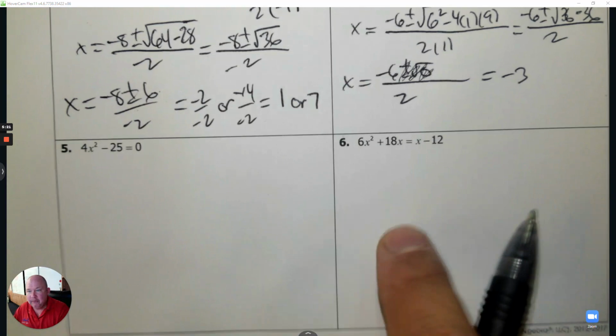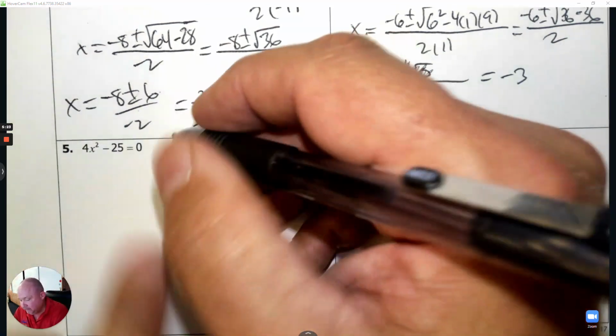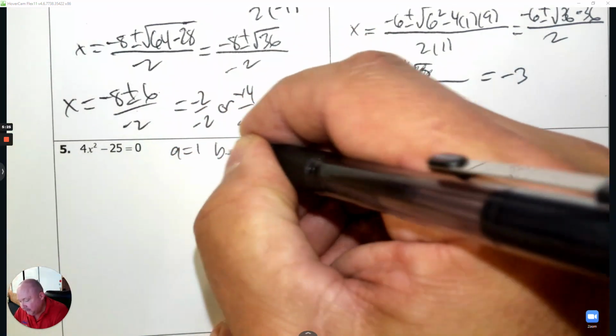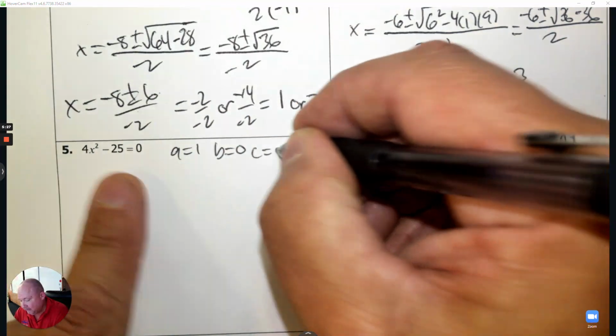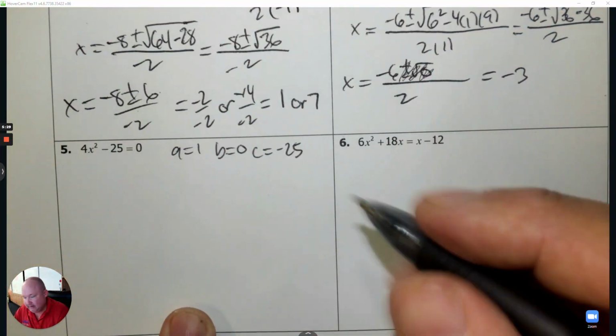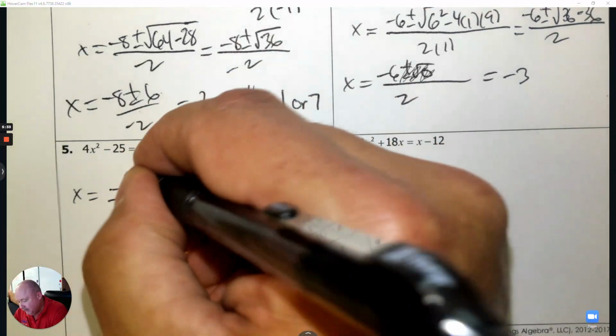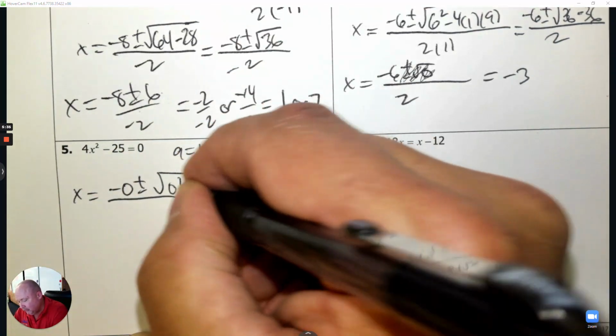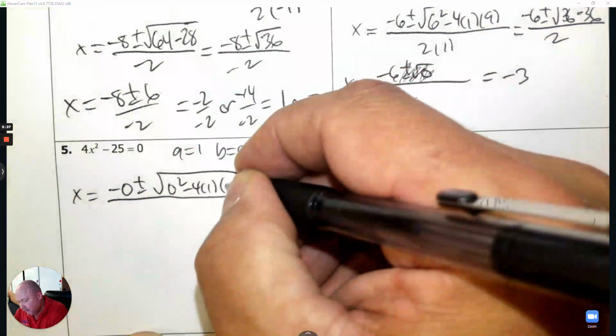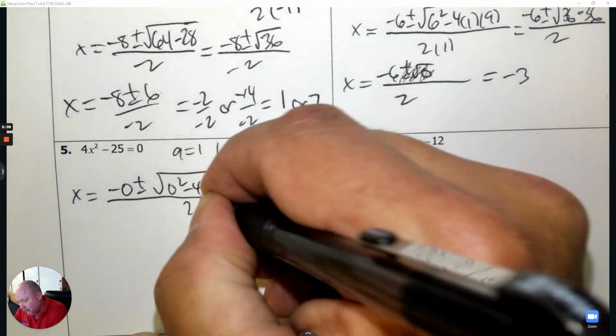Number 5. We're almost there. It is equal to 0. A is 1. I don't see B, so it's 0. And the last number, the number by itself, is negative 25. The formula is negative B plus or minus the square root of B squared minus 4AC over 2A.